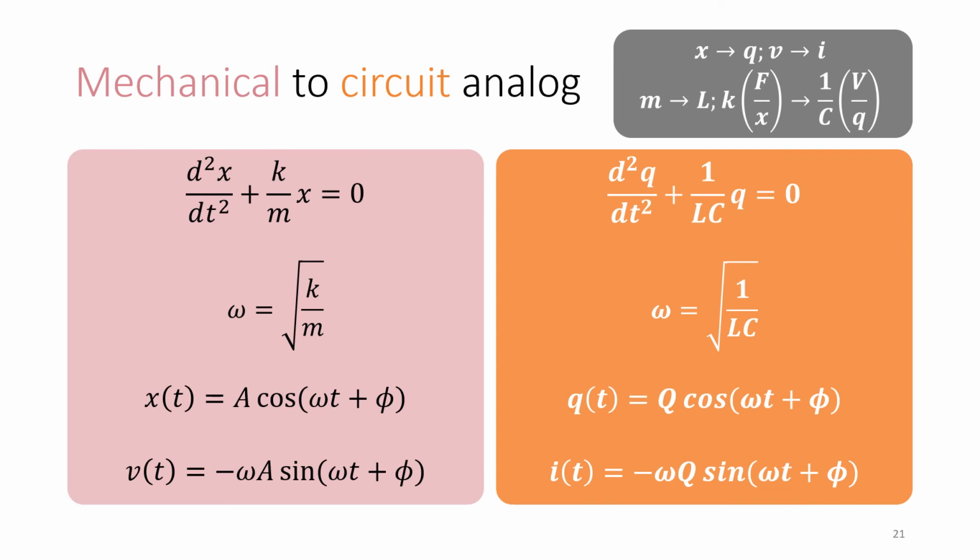From the comparisons, one can see that the spring mass system is a robust analog for the LC circuit. It makes analyzing something as abstract as circuits a lot easier because for a spring mass system, we can actually see it.